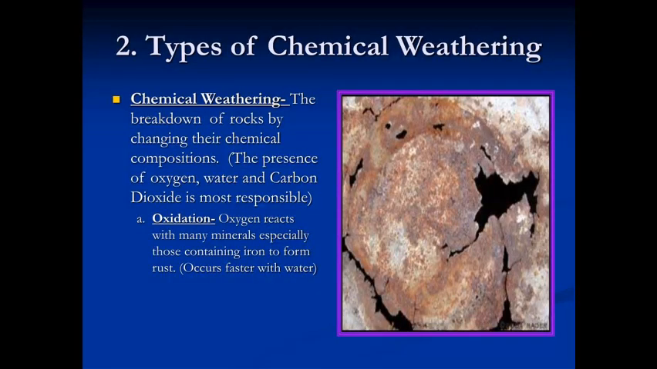There are four main processes which are involved in chemical weathering: oxidation, carbonation, hydration and solution. We'll be studying about each one of them. First is oxidation. Alright, from the name itself you can understand that oxygen plays an important role in this type of chemical weathering. So it means reaction of minerals in the rocks to atmospheric oxygen.